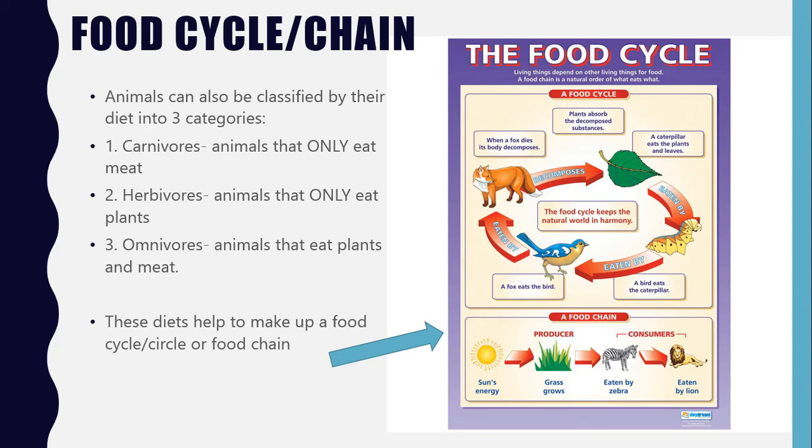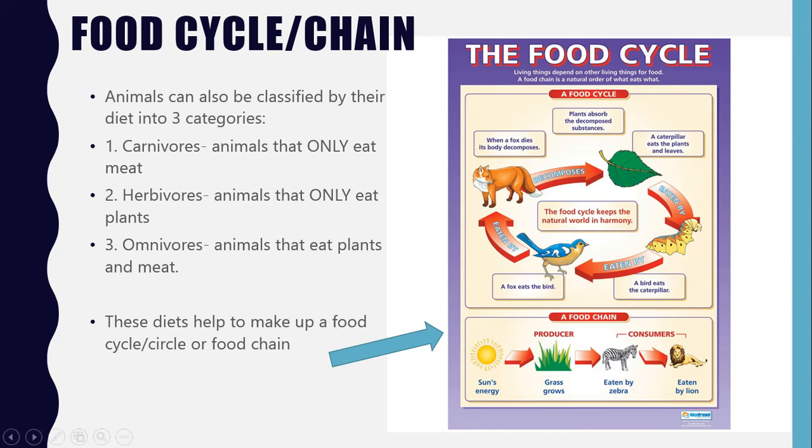And then when the fox dies, okay, its body decomposes into the soil. Remember how we talked about the things that were in the soil, and we said that there were bits of dead animals and plants in the soil, and that gives the plant nutrients, okay, which is what they need to grow.